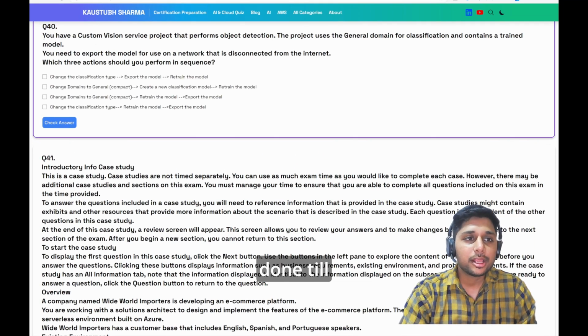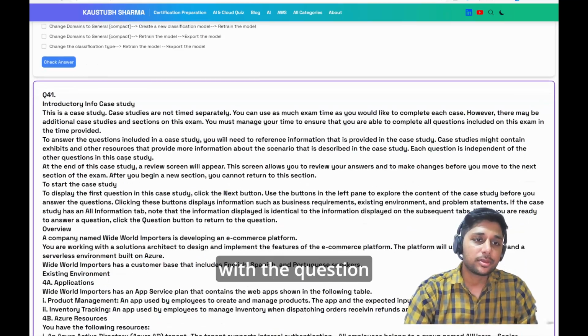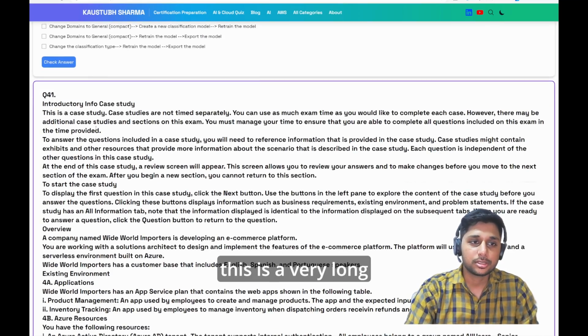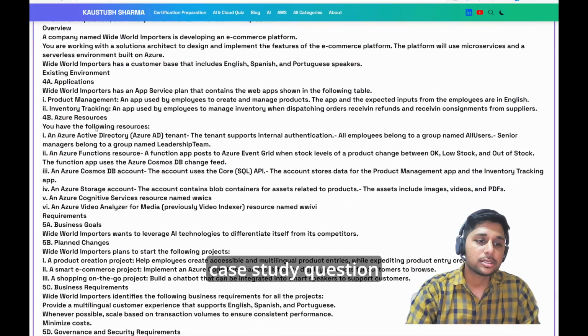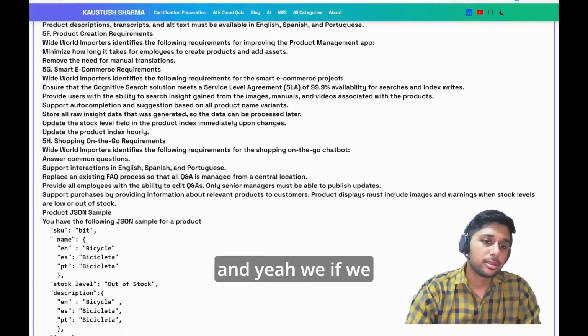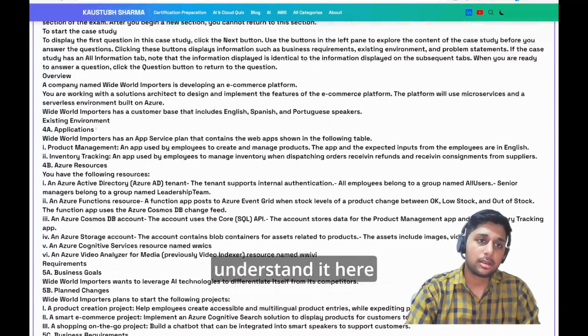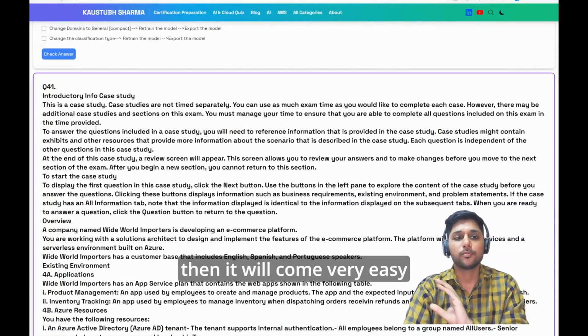So we are already done till question number 40. Let's start with question number 41. As you can see, this is a very long case study question. And if we understand it here right now before the exam, then it will come very easy.